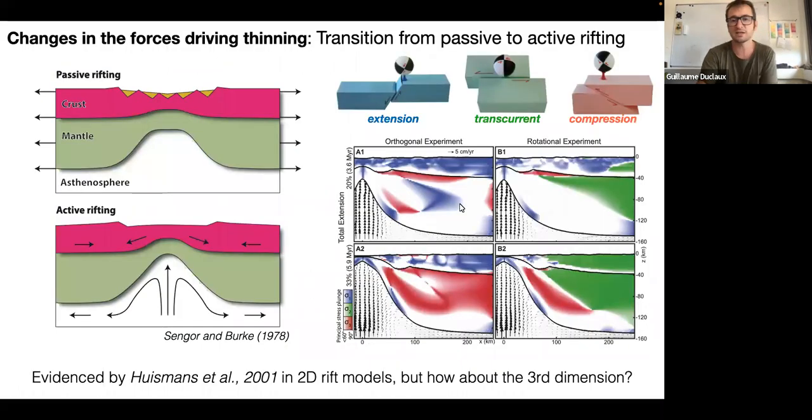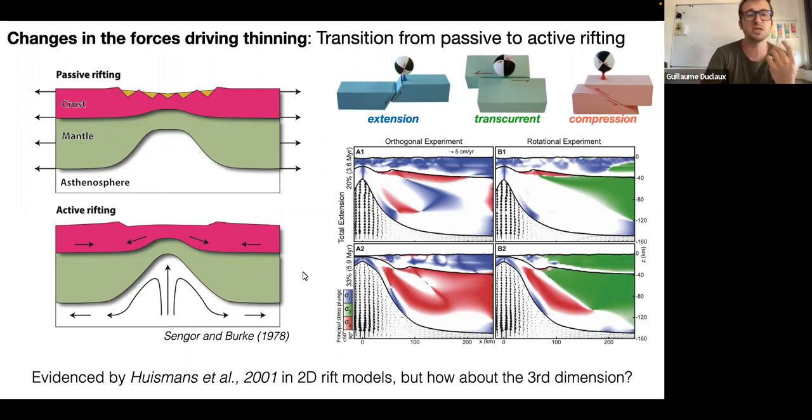So when we look at that in the model, we did some section in our orthogonal experiment, and you see that at the beginning, when the asthenosphere is rising here, the arrow here is showing a 5 centimeter per year velocity. You've got extension dominated in the system at 3.6 million years. At 5.9 million years in our system, we see that in the mantle lithosphere, the deformation is dominated by horizontal compression. It means that the asthenosphere rising here is actually pushing the material away.